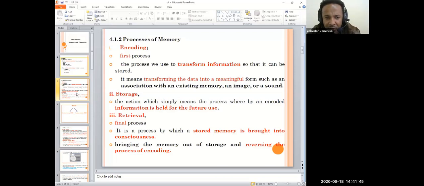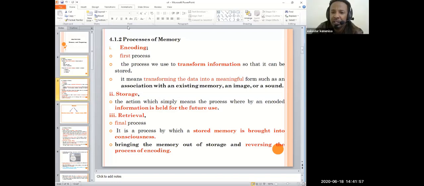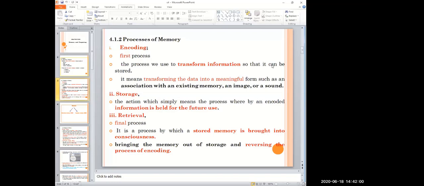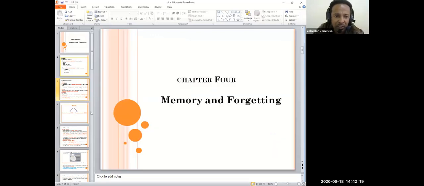It's the process of transforming the data into a meaningful form and associating it with existing memory or image or sound. Encoding. You can take a computer as an example. In a computer, encoding is the typing process. When you're typing, you are encoding. That's a typical example of encoding.